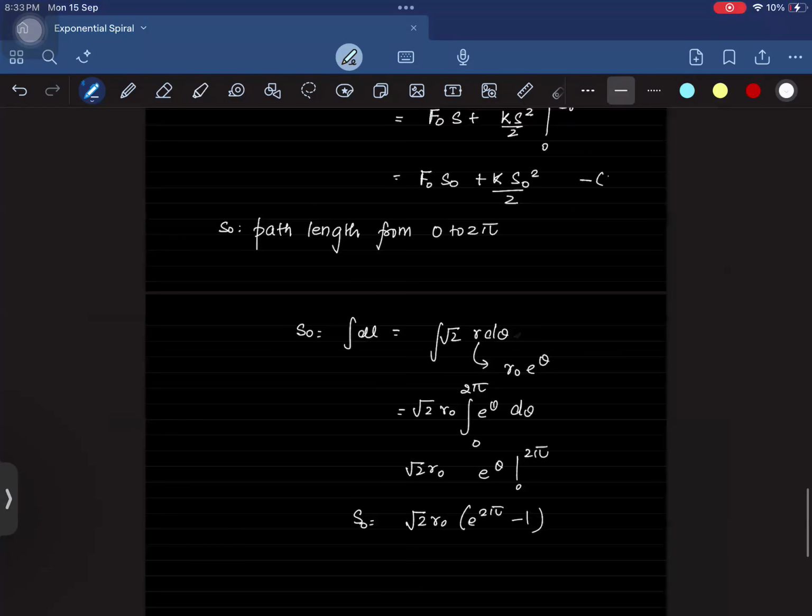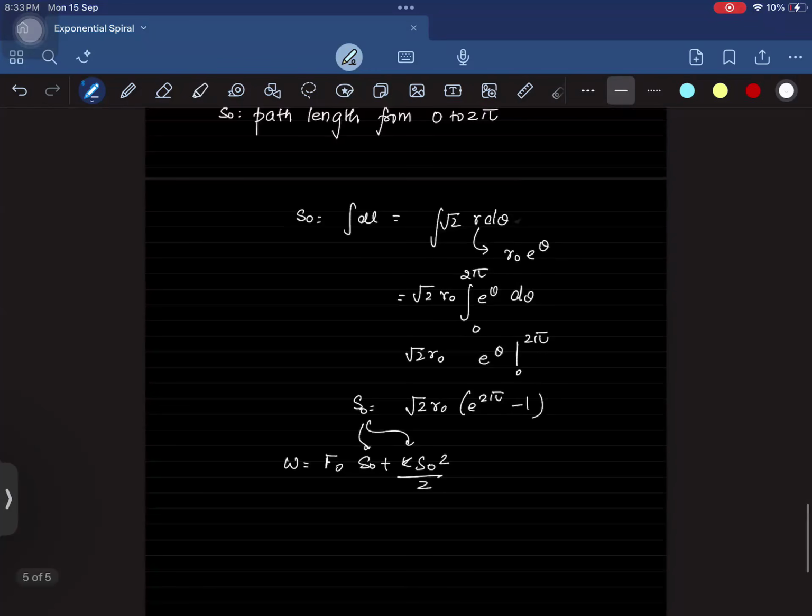We can substitute that in equation 1. What we'll get is work as F naught s naught plus k s naught square by 2. Substituting the value of s naught here, let me write down the final answer. That will be root 2 F naught r naught times e to the power 2 pi minus 1, times 1 plus k by 2 times e to the power 2 pi minus 1. So you can substitute the values and see if you get the same result.